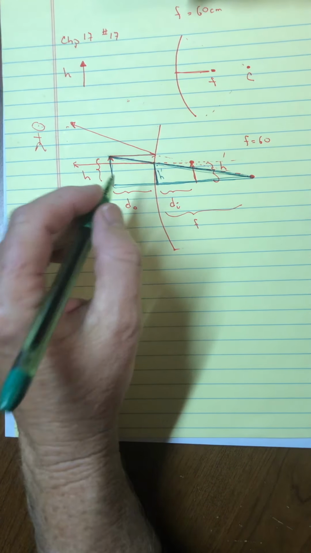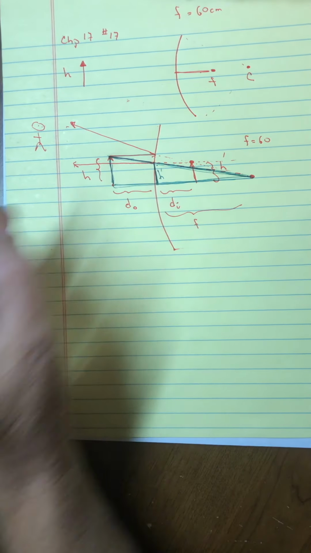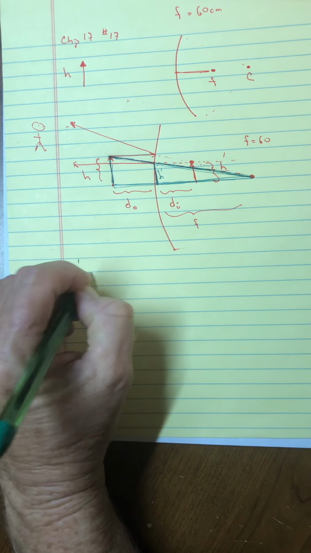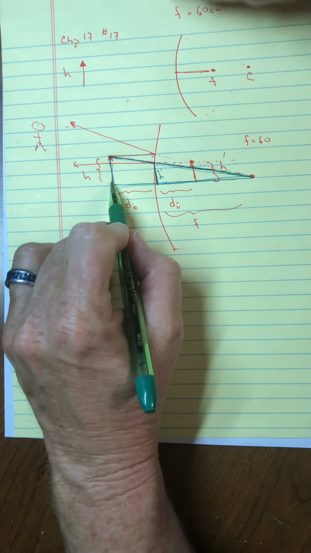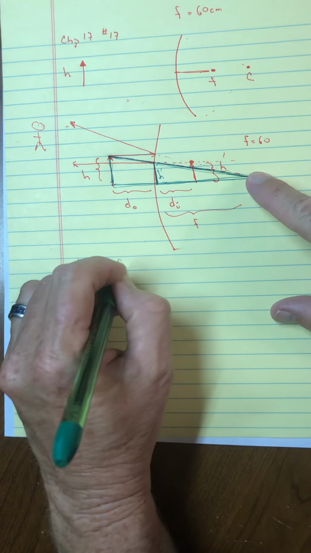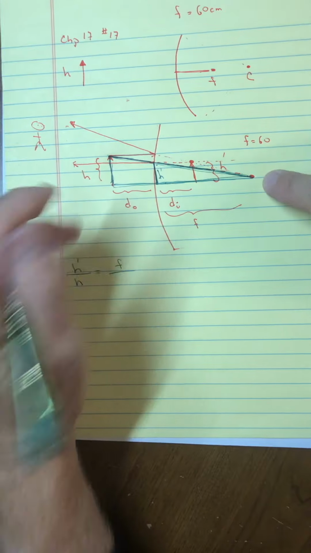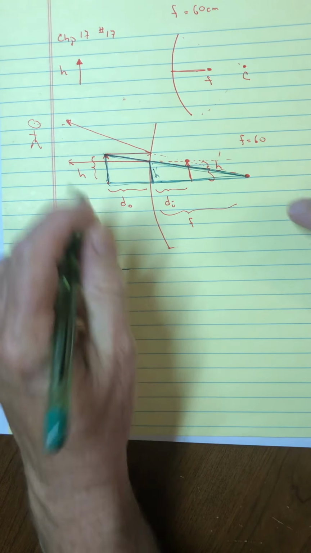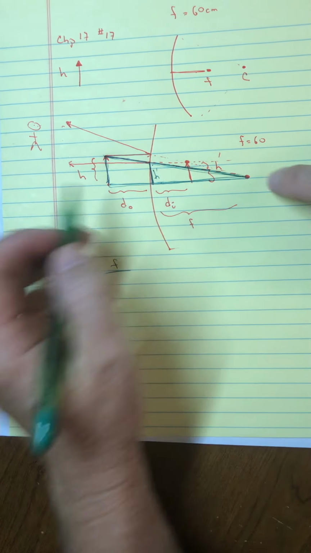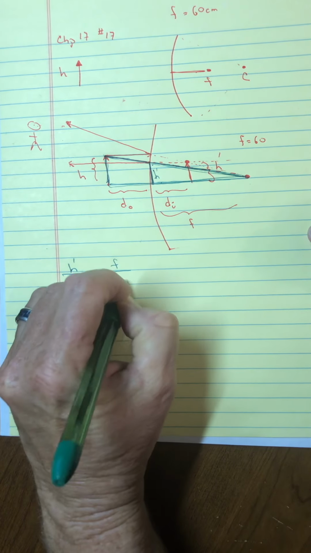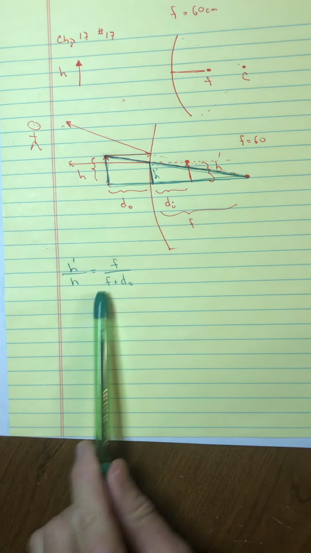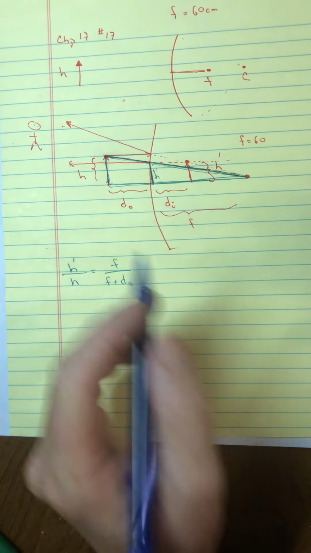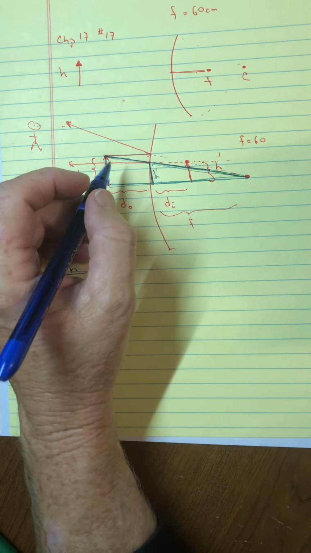So you can write something like this. Height of the image is to the object, as this leg, which is focal length, is to this whole distance, which would be focal length plus distance of object. Now, we'll hold off on that one because there's another similar triangle we can do.